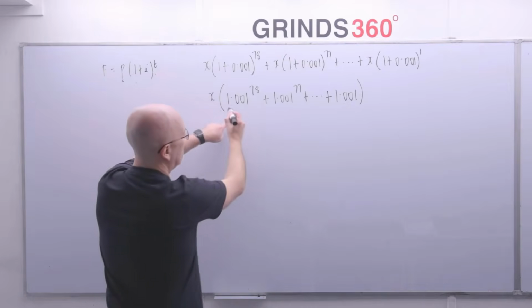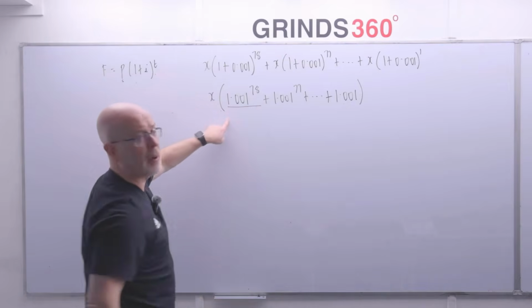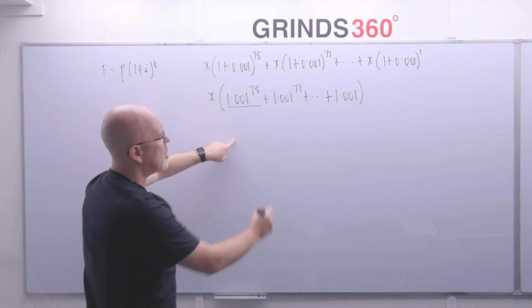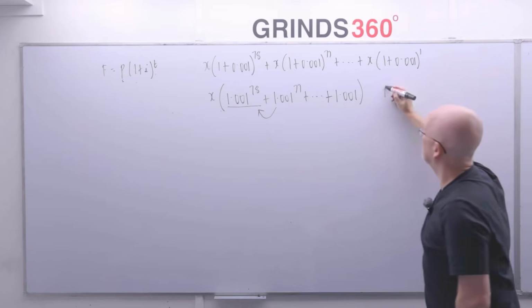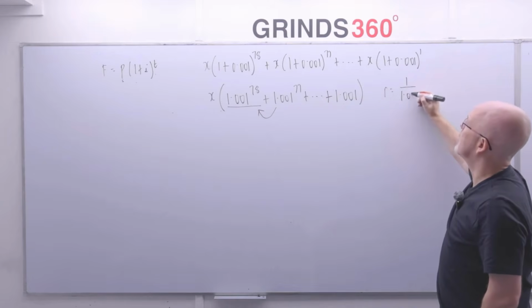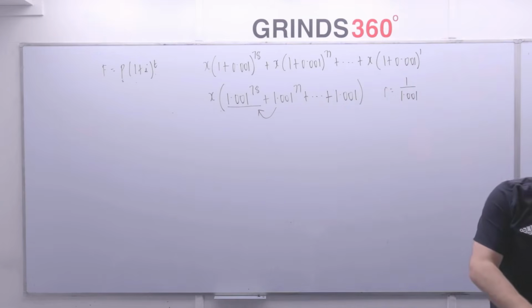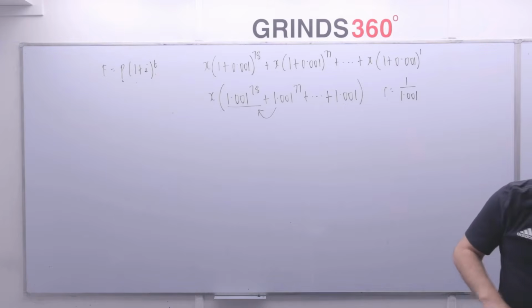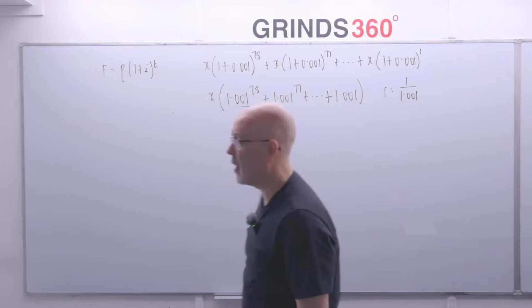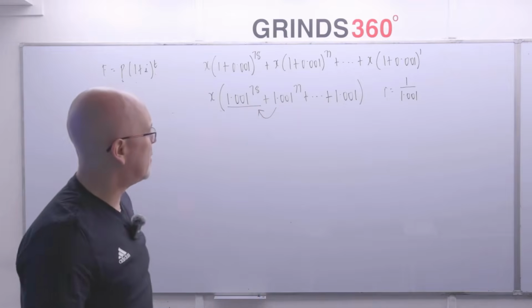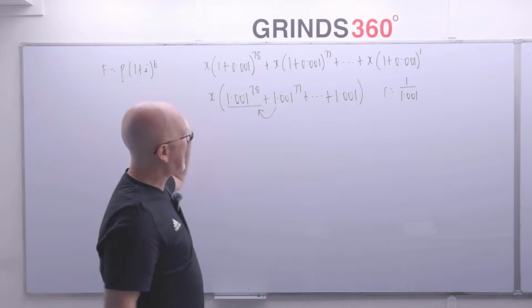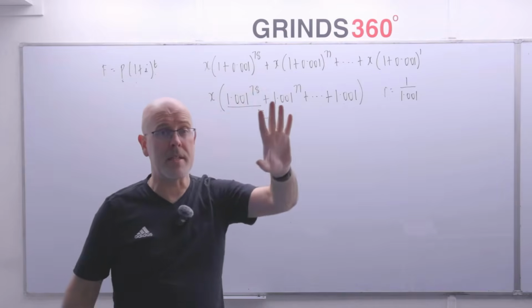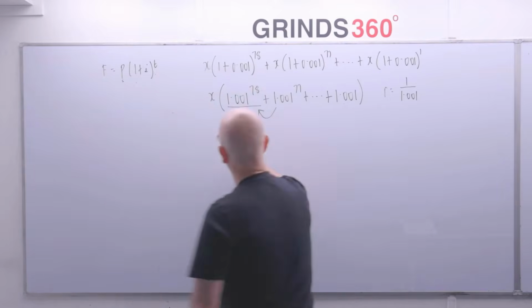So again, there's my value for a, the first number inside the bracket. To find r, divide this by this. So r is just 1 over 1.001. If you're using your calculator to do that division, you'll get 1,000 over 1,001. That's fine. Remember, you can divide this by hand or by using your calculator. That's entirely up to you. And n is 78. It's the number of payments, every week for 78 weeks.